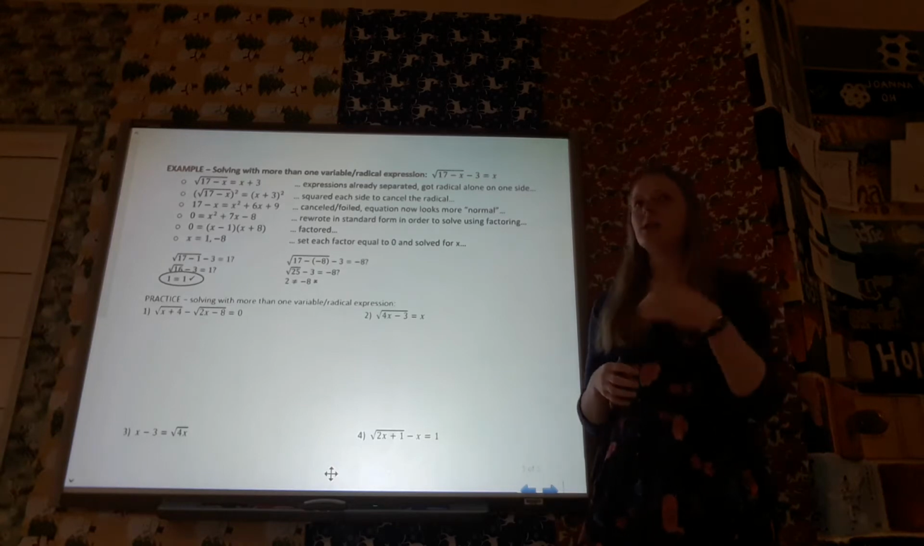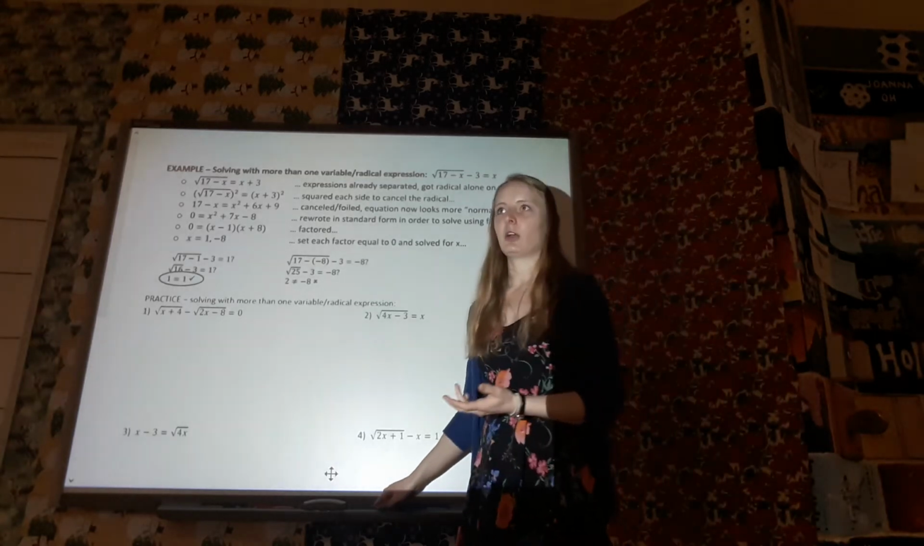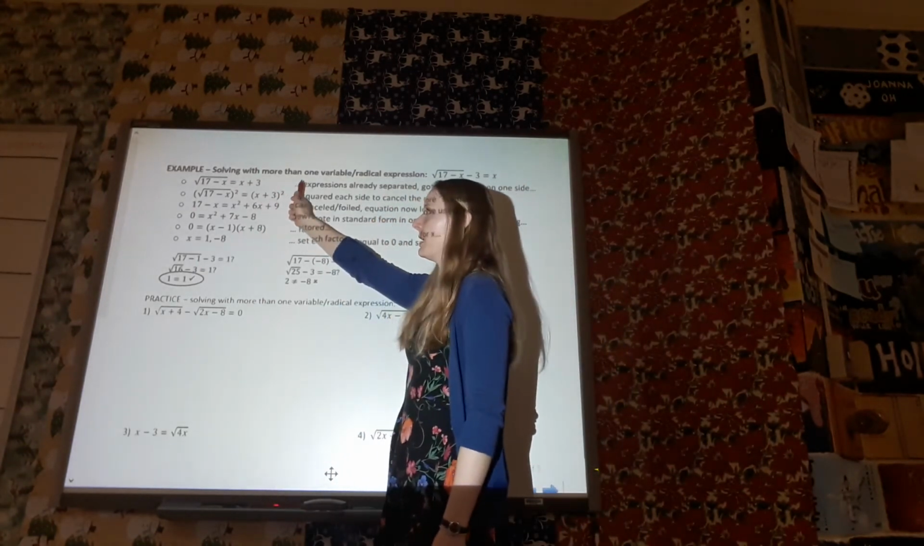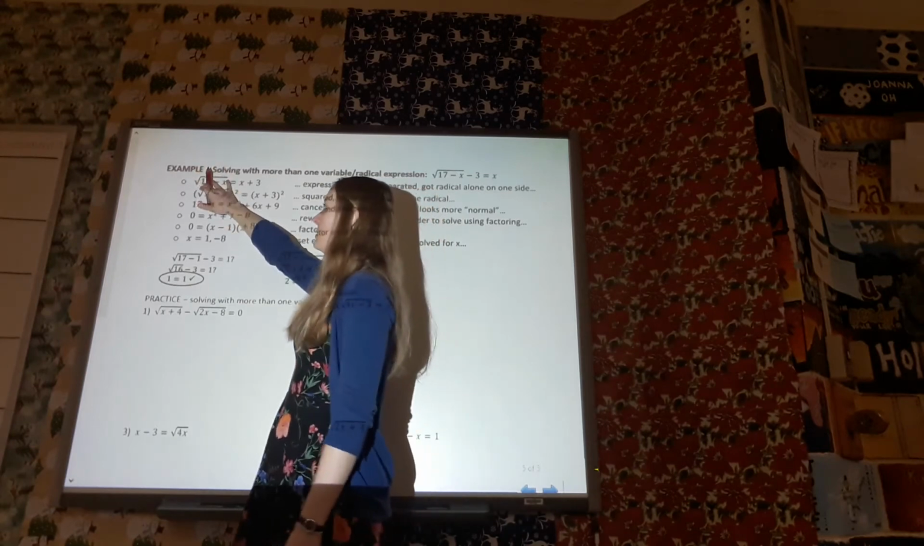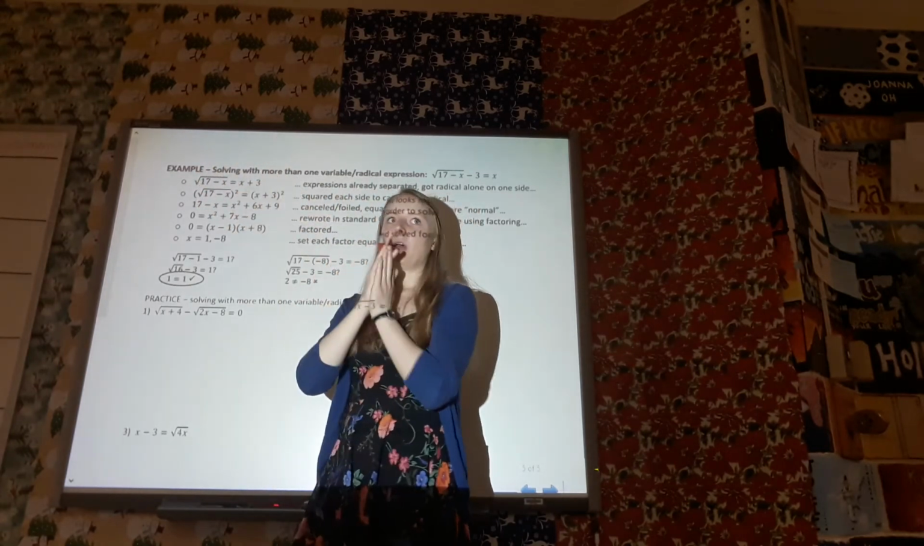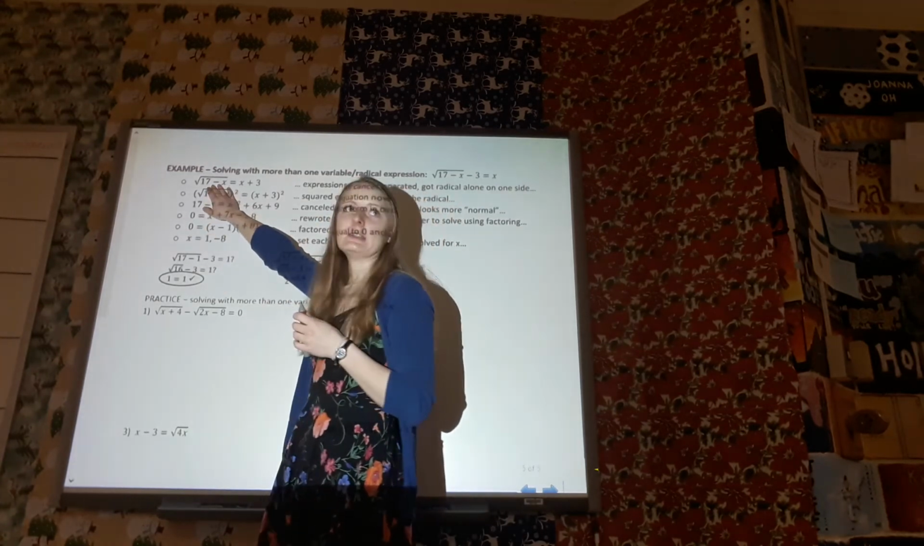So again, the process of solving is stuff that you guys already know right now. It's just going to take a little bit longer, which is what makes it a little bit more complicated. So for example, we have this one right here. We have a radical expression, then we also have an x on the other side of the equal sign. Again, your process is still the same. Whenever you have a radical expression, you need to make sure this is completely isolated by itself.